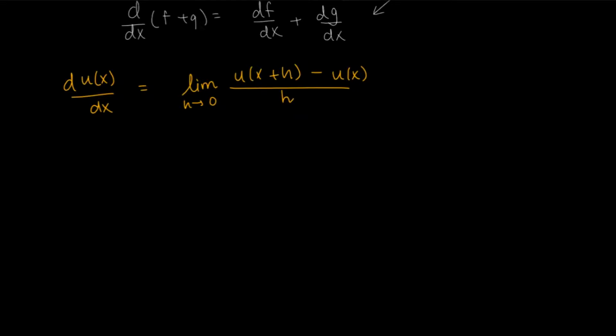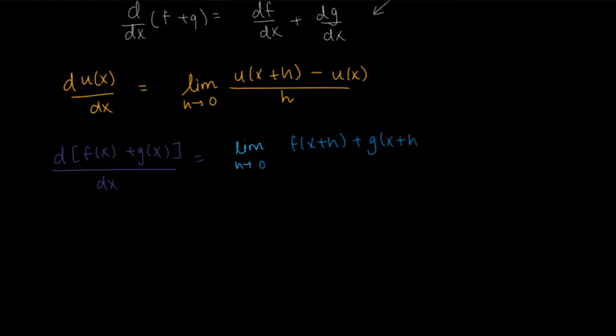So if you wanted to sum two functions, so f of x plus g of x, you can write this same expression. So let's just rewrite it. So this will be limit as h goes to 0 of f of x plus h plus g of x plus h. I'm just putting in x plus h instead of x. And then minus the function itself, so f of x plus g of x. All this is being divided by h.